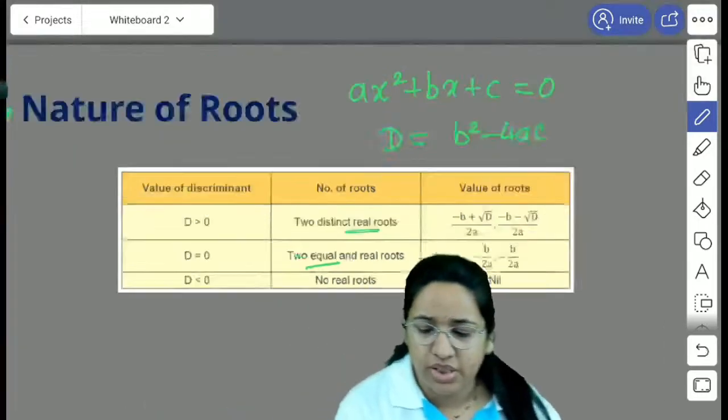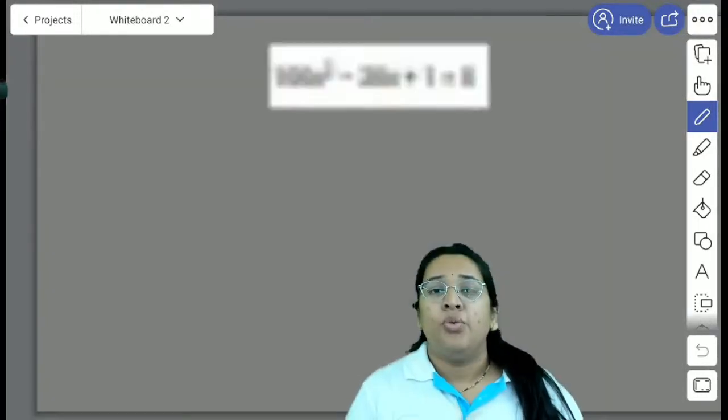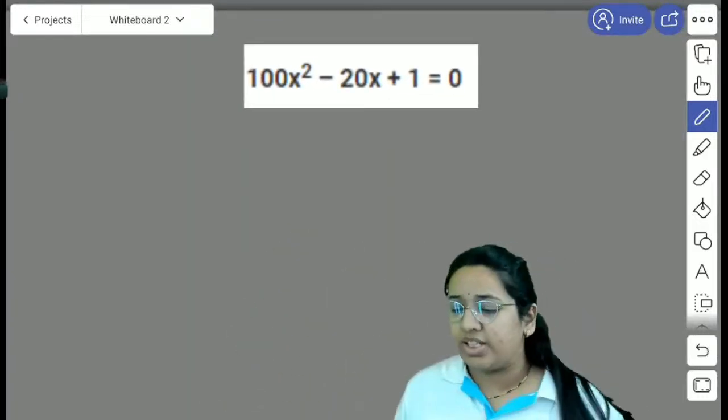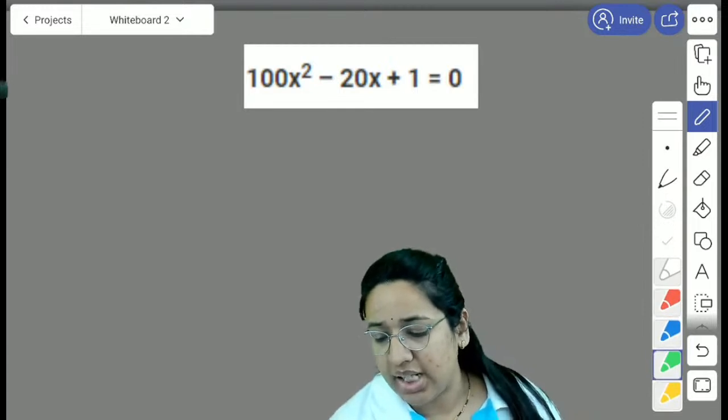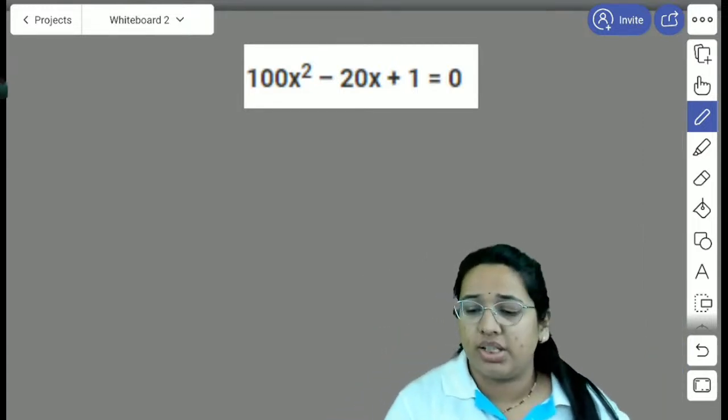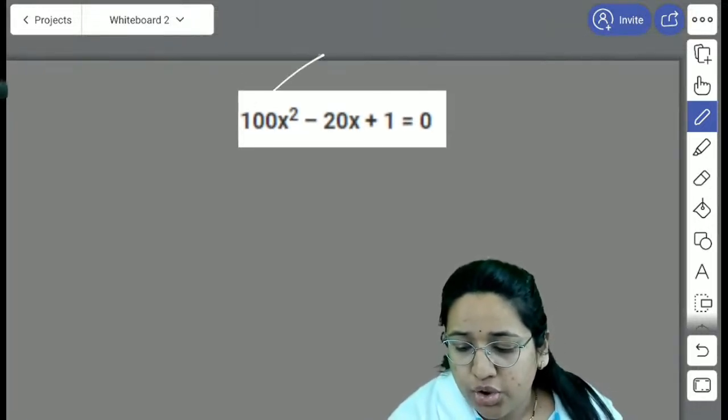Fine, getting this one. So this will be the second one. We'll just try to solve more questions based on it. So for the first question, solve this quadratic equation: 100x square minus 20x plus 1 is equal to 0. What we have to check?